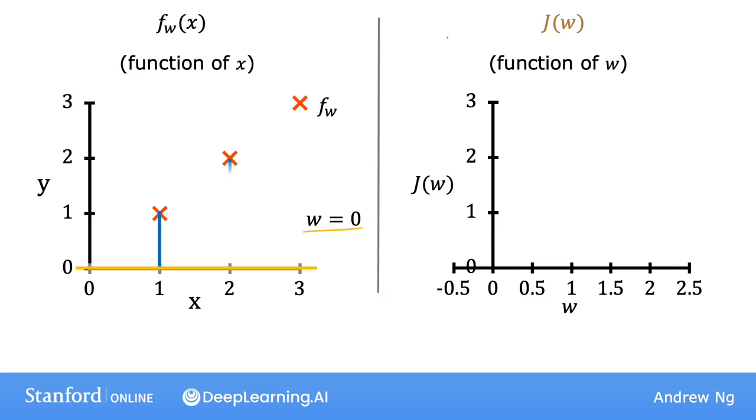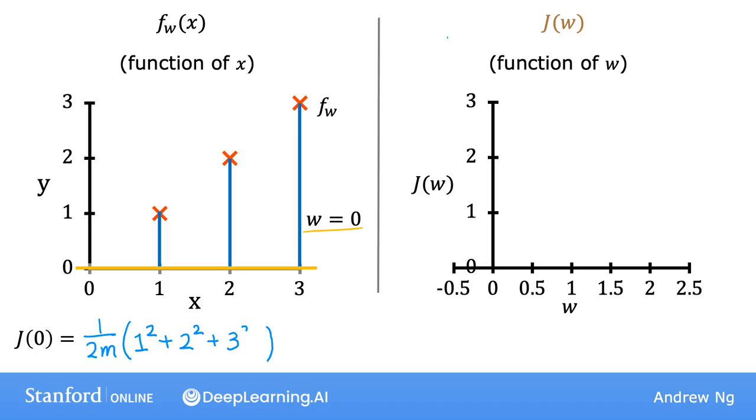And so the error for each example is a line that goes from each point down to the horizontal line that represents f of x equals 0. So the cost j when w equals 0 is 1 over 2m times the quantity 1 squared plus 2 squared plus 3 squared, and that's equal to 1 over 6 times 14, which is about 2.33. So let's plot this point where w is 0 and j of 0 is 2.33 over here.